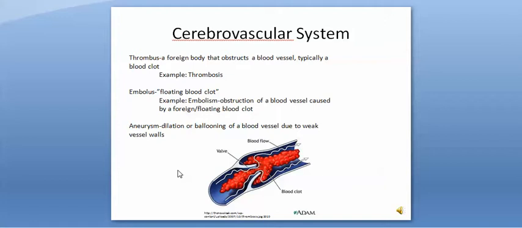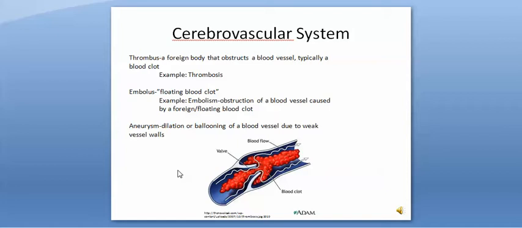So, and that can cause cell death, right? So if we're not getting blood to where it needs to go, it's not getting the nutrients and oxygen it needs, then you can have damage to that tissue. An example of that is a thrombosis. The next one is a floating blood clot. We call that an embolism. So it's when a blood clot travels from one part of the vascular system to another.